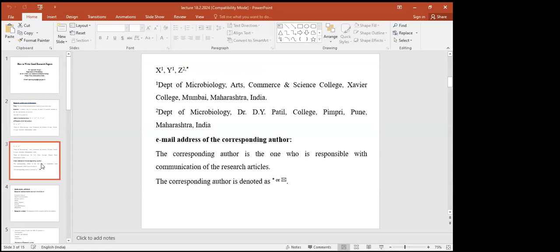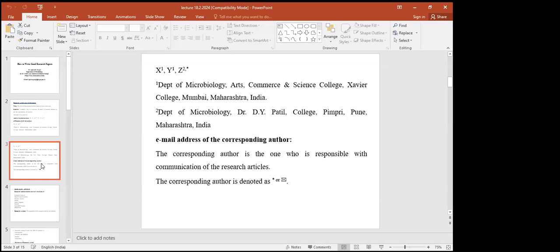Correct. So, Department of Microbiology, Arts, Commerce and Science College, Xavier College, Mumbai, Maharashtra, India. Whereas the second says that the person is from a different institute. So, it is Department of Microbiology, Dr. D.Y. Patil College, Pimpri, Pune, Maharashtra, India. So, this is how you have to write the affiliation.